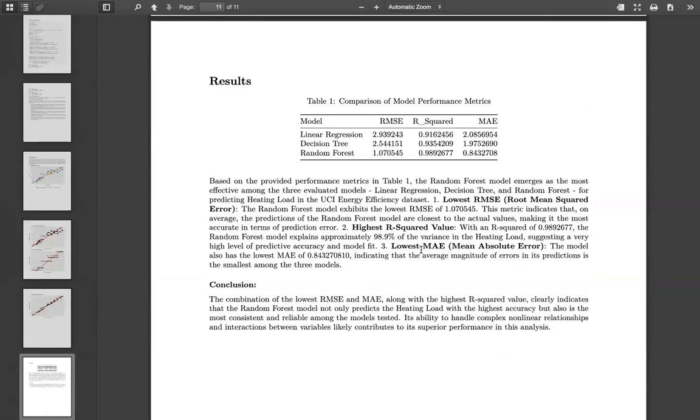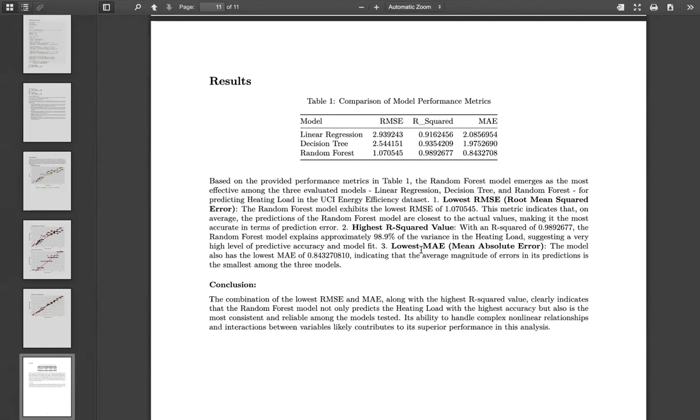So here is my final page where I decide the best model. And here are my 3 statistics. So I have RMSE, R squared, and MAE. From this, we can see that the lowest RMSE is the random forest model, and the highest R squared is the random forest model, and the lowest MAE is the random forest model. So with that being said, I decided that the random forest model was the best for this task.